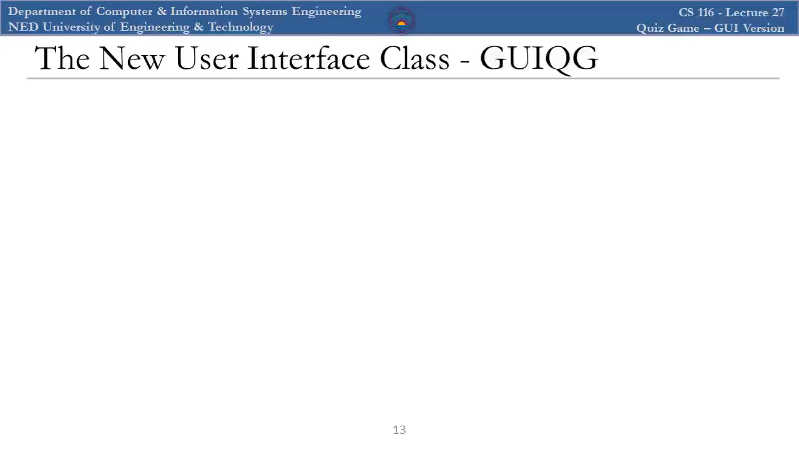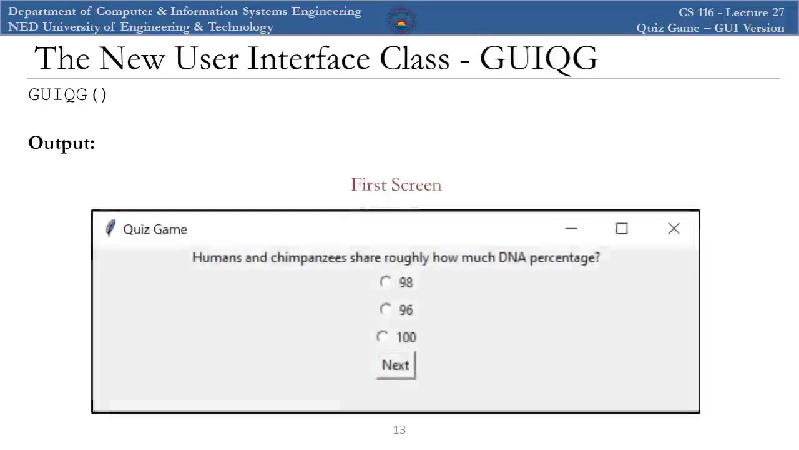Now in order to display or run that program, I just need to instantiate an object of GUI QG type, and this is the output. This is the first screen that will be displayed. So see, it looks nice. The question, 3 radio buttons, and then there is a next button. You'll first select any of these 3 options, and then you click the next button. And if you do not select any option, then an empty string will be returned, which will be considered as a wrong answer.